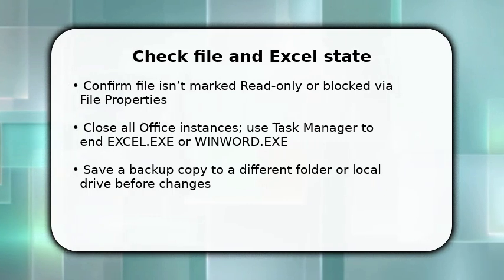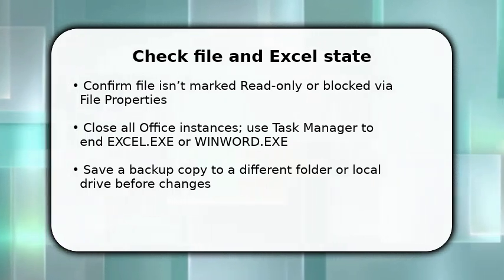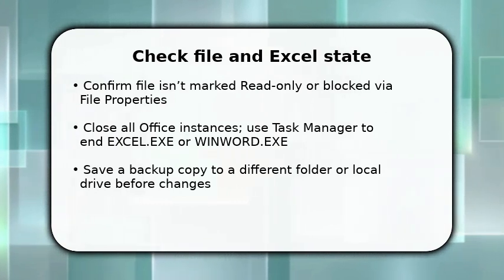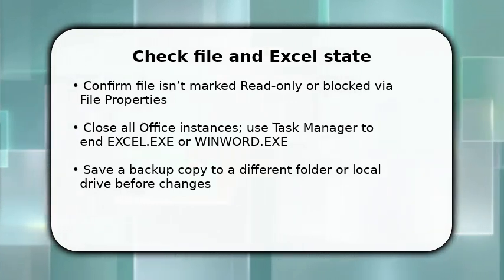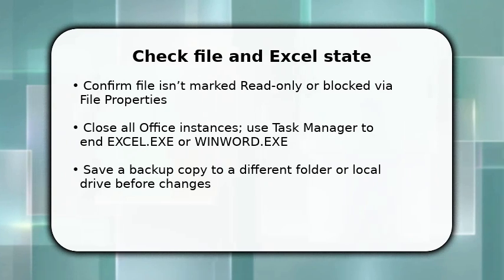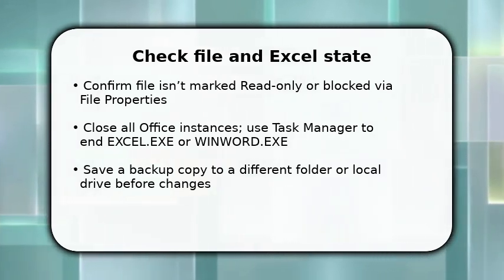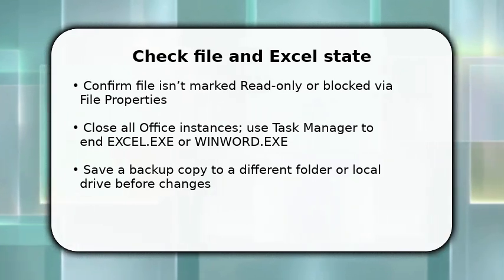Next, open Task Manager and end any stray WinWord.exe or Excel.exe processes so Office unlocks the selection mechanism. You're clearing locks and preventing conflicts. Doing these steps first avoids cascading errors and preserves your data before deeper fixes.